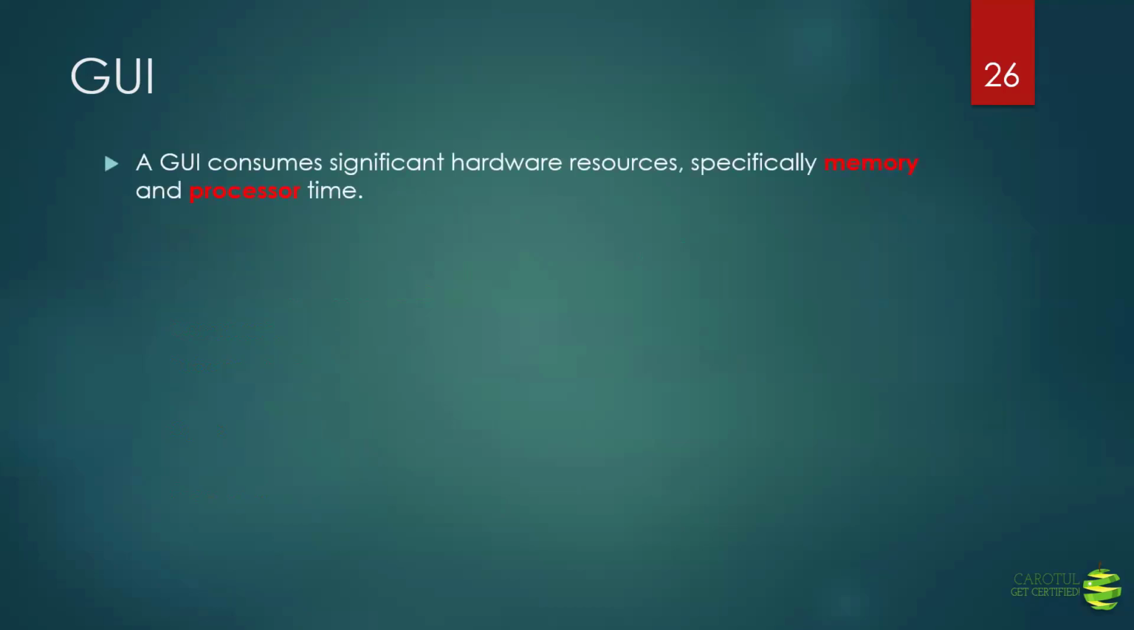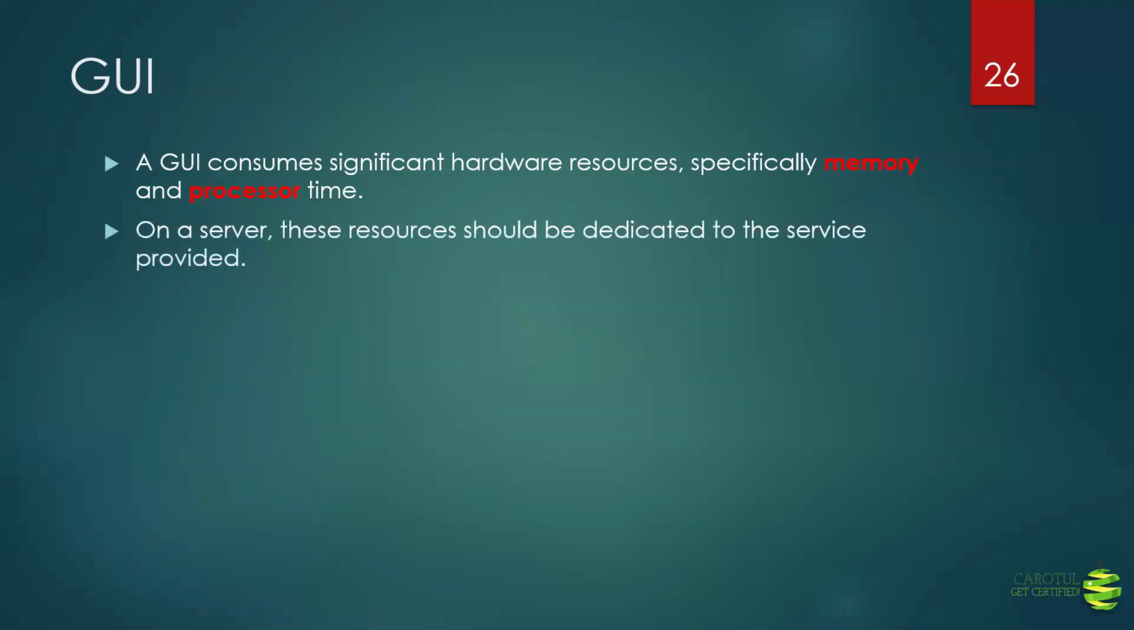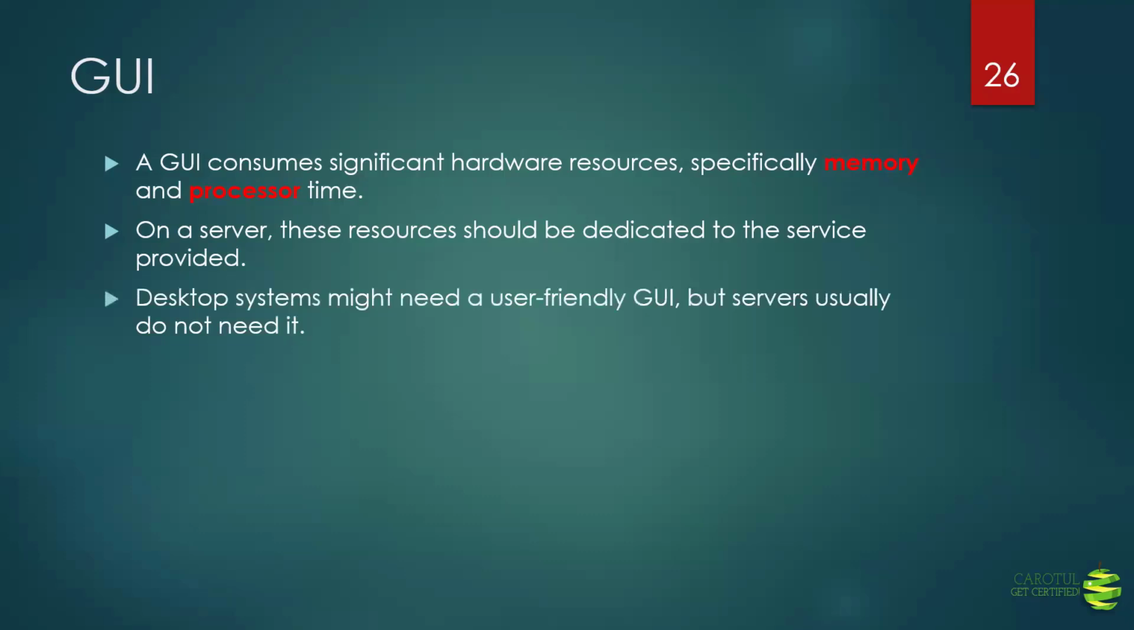What about GUI? GUI, as we already talked about, is the desktop environment. The issue with GUI is that it consumes significant hardware resources, right? Specifically memory and processor time. On a server, these resources can be used for the services that it is providing, like a database server or a file server. So this should be dedicated to the services, and that's why generally you don't decide to use GUI on the server side. But if you're on the client side, like desktop systems, they might need a user-friendly GUI, of course, so that you can install media codecs and use a browser and everything. But servers usually do not need it, right?